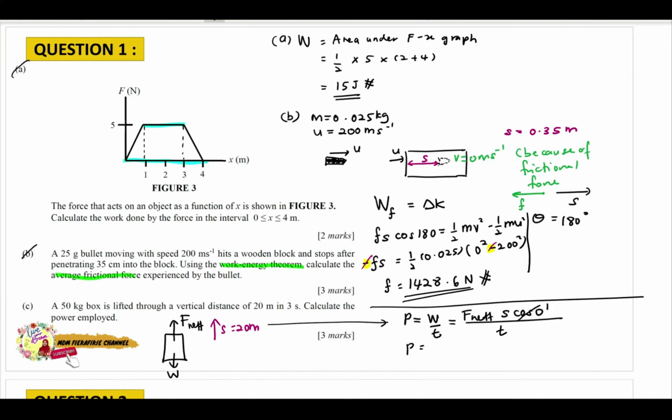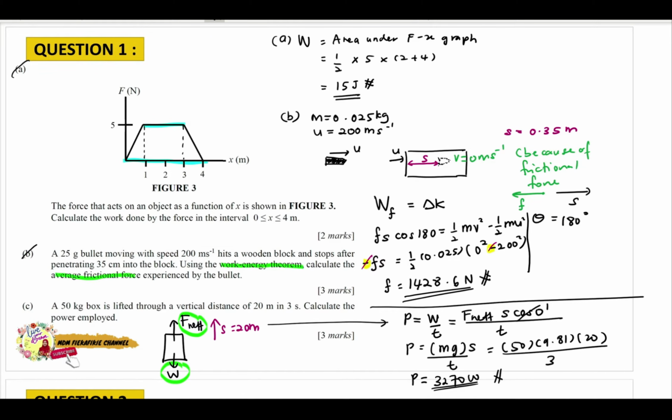So F net, in this case, you can see here that F net must be the same value as the weight. So we can write F net as mg, times s over T. So we can substitute the values. The mass is 50 kg, 9.81, s is 20 meter, and then 3 seconds. So power here, I got 3270.